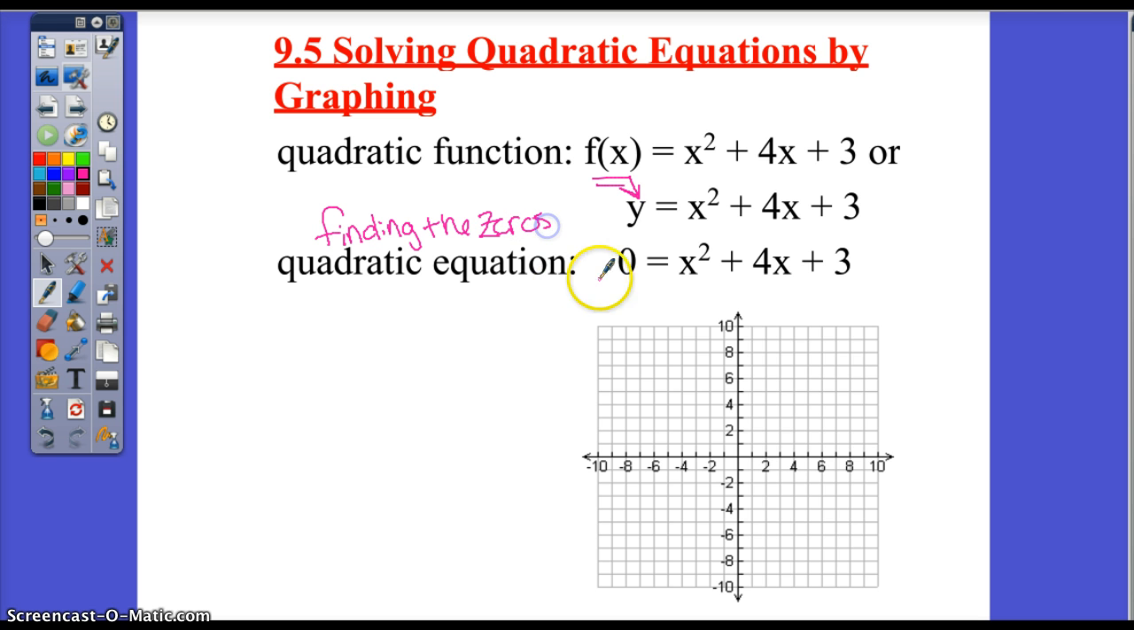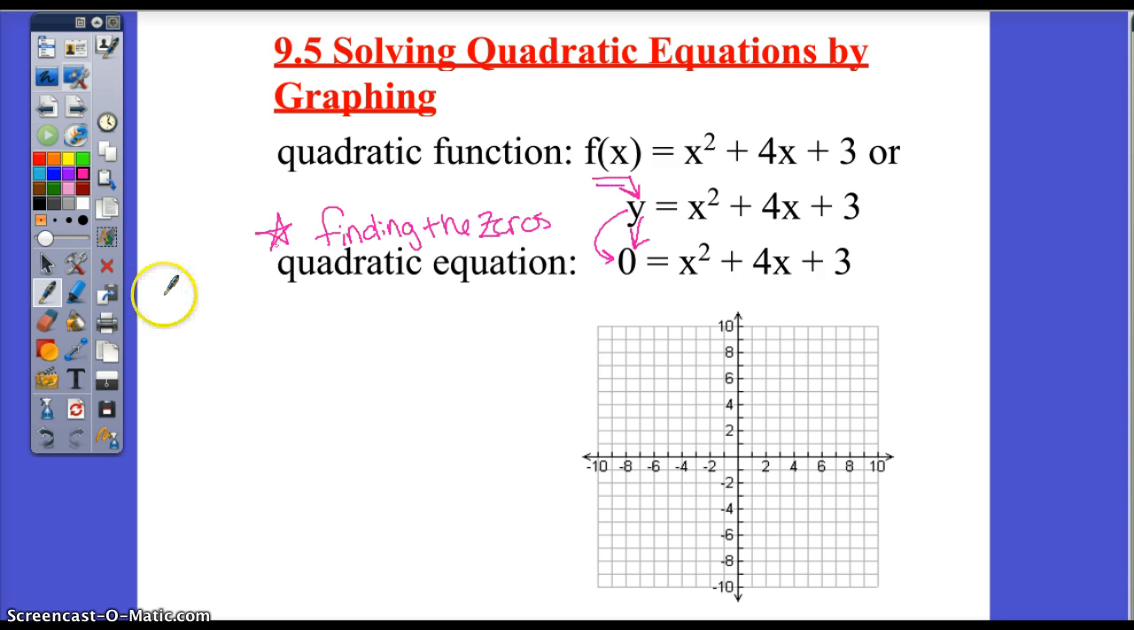So essentially you're going to find when y equals 0. So all we did was change y to 0. So you have 0 equals x squared plus 4x plus 3. You're going to be finding the zeros because we want to know what x has to be to make y 0. We can do that simply by graphing.